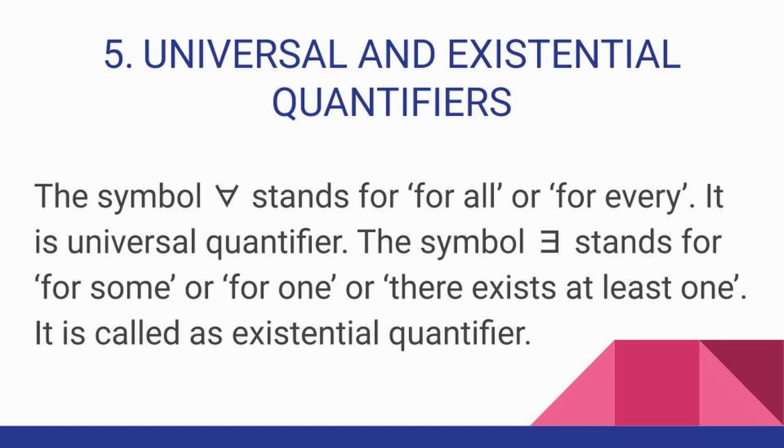Then we had universal and existential quantifiers. The symbol, the upside-down A, stands for all or for every. It is called universal quantifier. And the symbol, the reverse of E, stands for some, or for one, or there exists at least one. It is called existential quantifier. And we solved some problems based on universal and existential quantifiers also.